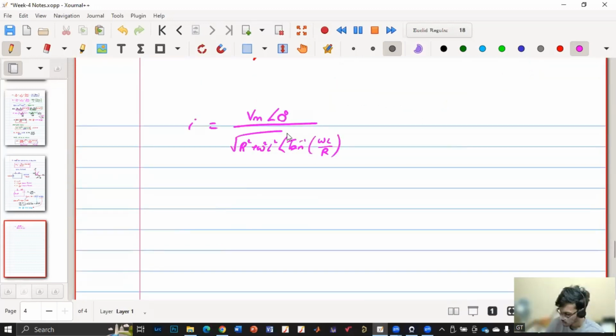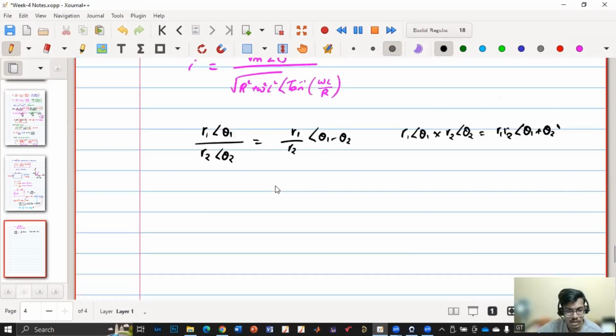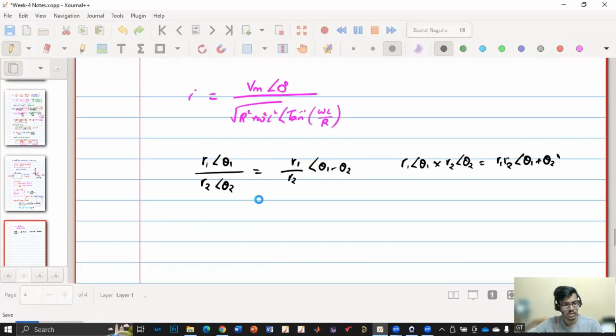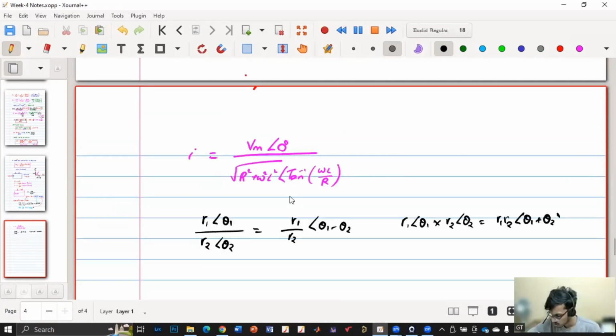In this representation, say we have R1 angle theta 1 by R2 angle theta 2. Then I can write it as R1 by R2 angle theta 1 minus theta 2. So theta will be subtracted if they are in division, and magnitude will be just like a normal division. And say we have R1 angle theta 1 into R2 angle theta 2. Then we have R1 R2 angle theta 1 plus theta 2. So kindly remember these things. You can even solve it by hand and check whether these are satisfied or not, but just so that you can remember.